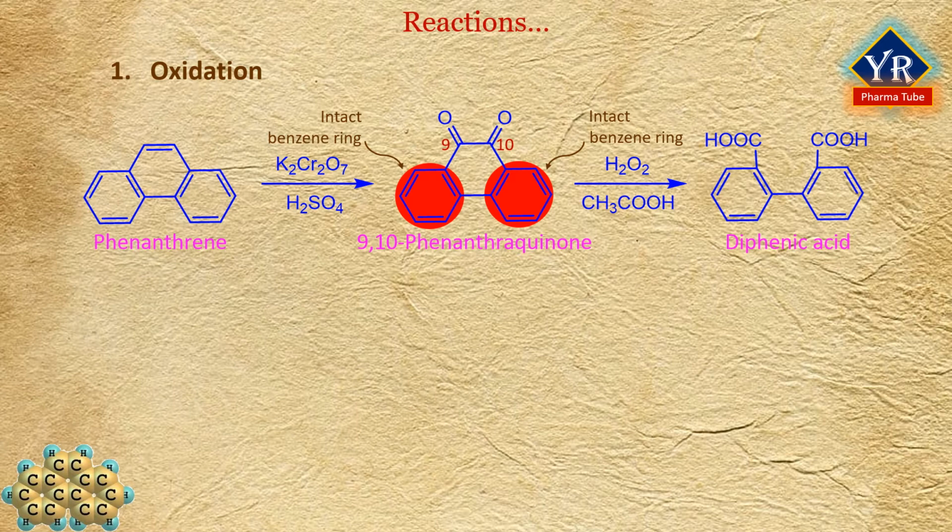Phenanthrene undergoes oxidation with potassium dichromate or sodium dichromate and sulfuric acid to form 9,10 phenanthraquinone, which has a melting point of 206 degrees centigrade. Further oxidation of this compound with hydrogen peroxide in acetic acid gives diphenic acid. Diphenic acid is an isolated polycyclic ring system, which means the benzene rings present in the structure are not fused. Chromium trioxide in acetic acid is also used in place of sulfuric acid in the oxidation process.